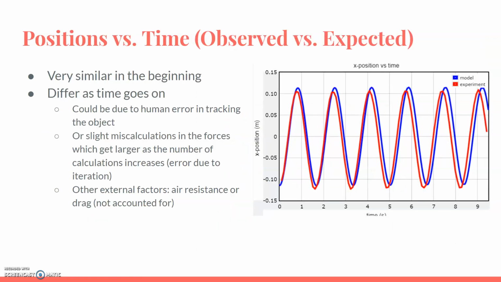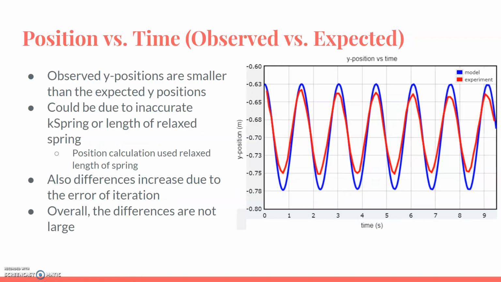Now we can compare the positions versus time, the observed versus expected. In both the X and the Y, you will see they are very, very close in the beginning. However, they differ more as time goes on. This could be perhaps due to human error, or also other external factors such as air resistance or drag that were not accounted for. Again, you can compare and see. However, one more small difference you can see in the Y versus the X is that the observed Y positions are generally smaller than the expected Y positions. And this could also be due to an inaccurate spring constant, which would lead to an inaccurate calculation of the stretch of the spring.